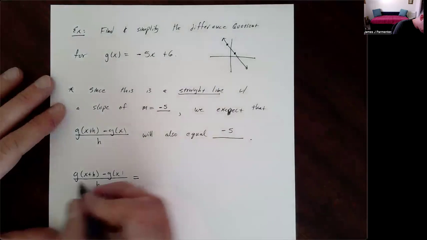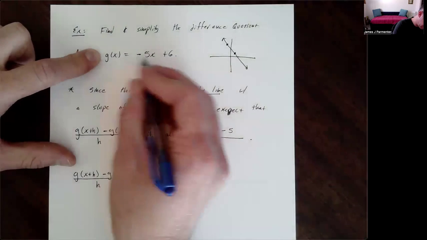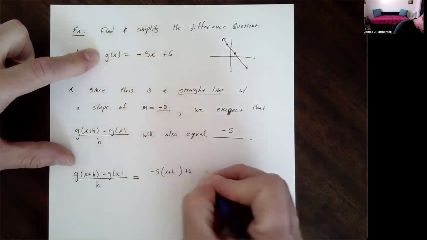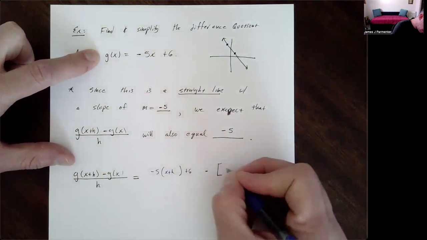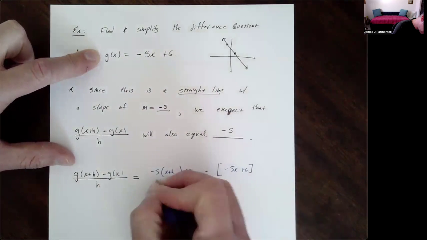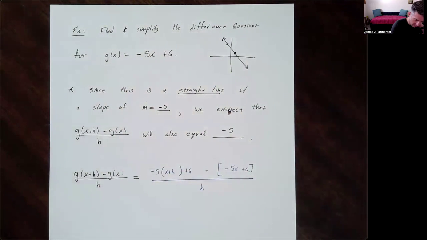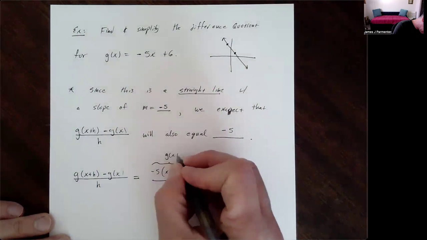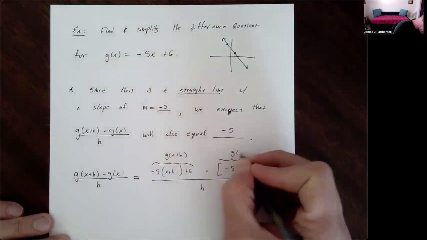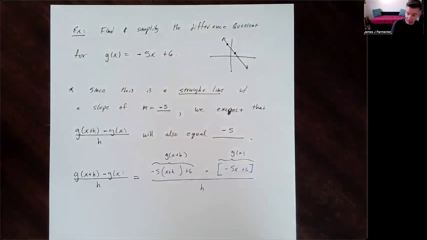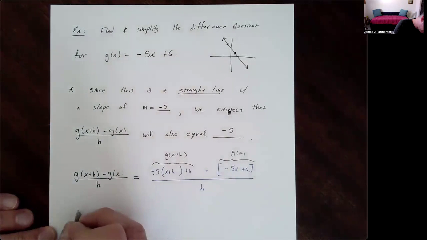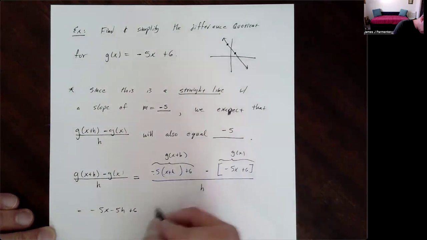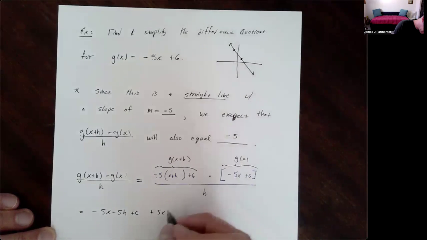Let's do it anyway. So g of x plus h, you're going to replace x with x plus h. So it's going to be negative 5 times x plus h plus 6, minus g of x, which is just negative 5x plus 6, all divided by h. I want to point out, the reason I wrote the brackets here is to make sure that I distribute the minus sign. There's my g of x plus h minus my g of x, all over h. We're going to simplify a bit. Let's distribute the negative 5 and get negative 5x minus 5h plus 6. Let's distribute the minus sign here and get minus and minus is plus 5x, minus 6 is minus 6, all over h.